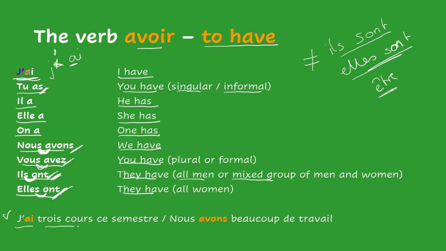So in a sentence, for example, you could use this verb this way. J'ai 3 cours ce semestre. I have 3 classes this semester. Or another example, nous avons beaucoup de travail. We have a lot of work.